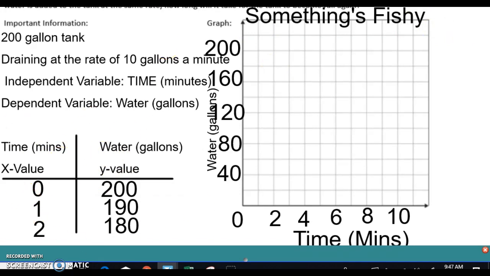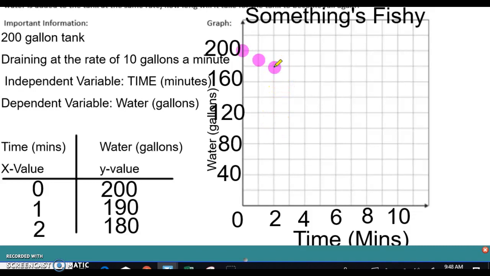So 0, 200 means I go over to 0 on the x-axis and I go up to 200 on the y. That's my first point. And then 190, I go over 1 and up to 190. And I'm counting by 20s. So that means this is 160, 180. 190 is going to be between these two lines here. 2 and 180. So that means I'm right about here.